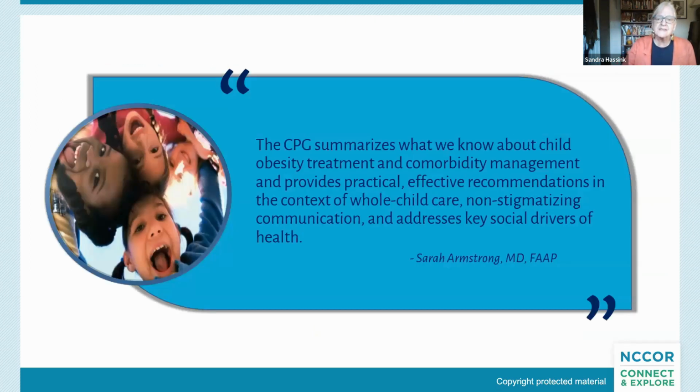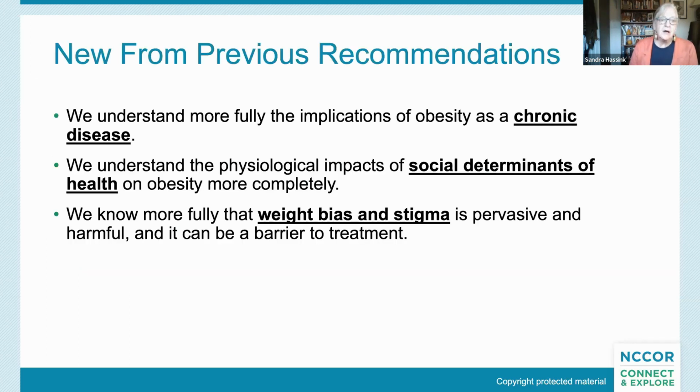The CPG summarizes what we know about childhood obesity treatment and comorbidity management and provides practical, effective recommendations in the context of whole child care, non-stigmatizing communication, and addresses key drivers of social health. So we tried to set this CPG in the context of the whole child. Next slide, please. New from previous recommendations, we now understand, all of us, much more about obesity as a chronic disease and framed it that way. We understand the physiologic impacts of social determinants of health on obesity, and we know more fully that weight bias and stigma is pervasive and harmful and has to be dealt with because it can be a barrier to treatment.